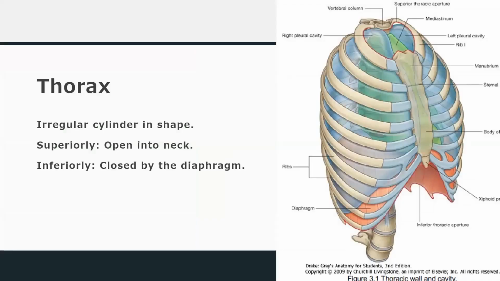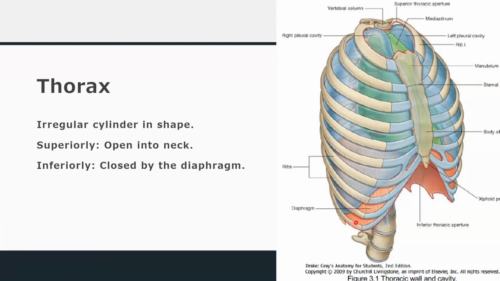When you look at the thorax, it is an irregular cylinder in shape. It's the upper part of the torso, the upper part of the body, and it is roughly a cylinder in shape. Its upper end is open into the neck, and there are structures passing between the neck and the thorax through this opening, which is called the superior thoracic aperture.